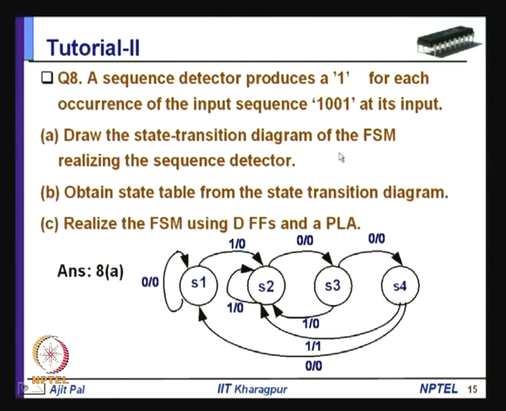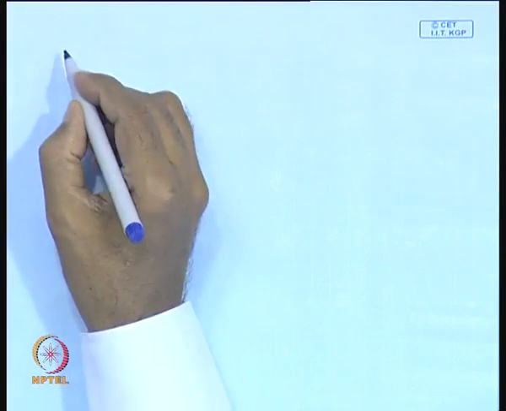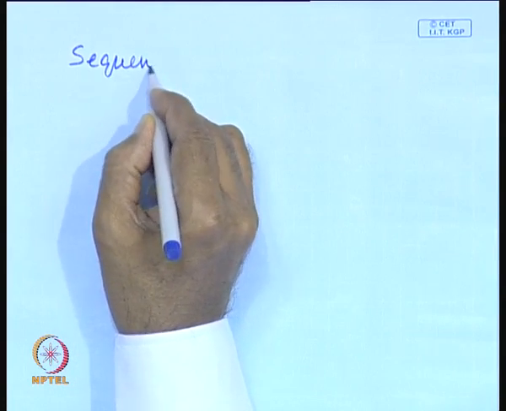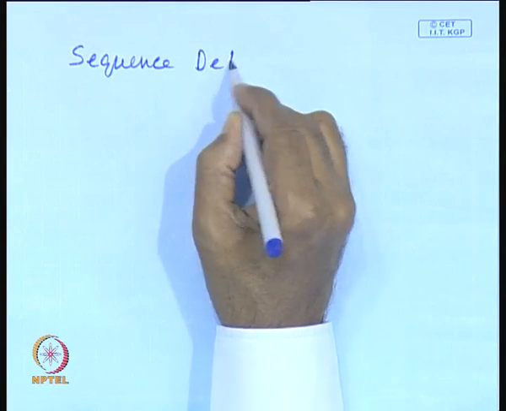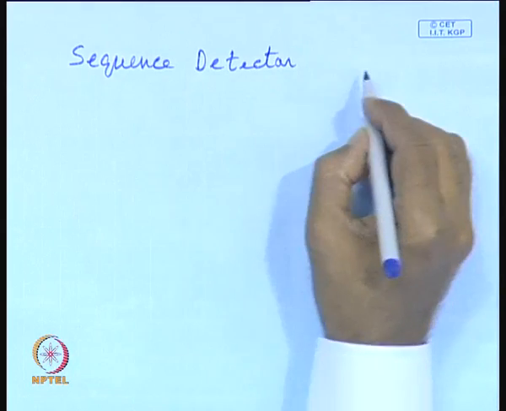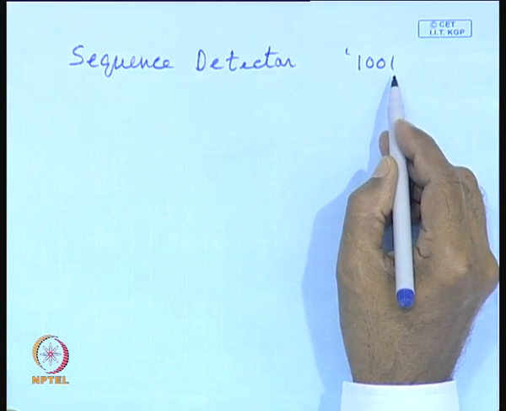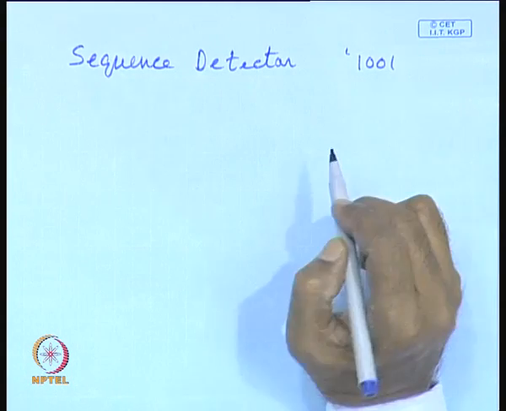Draw the state transition diagram of the FSM realizing the sequence detector, obtain the state table from the state transition diagram, and third, realize the FSM using D flip-flops and PLA. So, here your question is a sequence detector that has to detect the sequence 1001. That means, for each occurrence of 1001 it will produce 1.